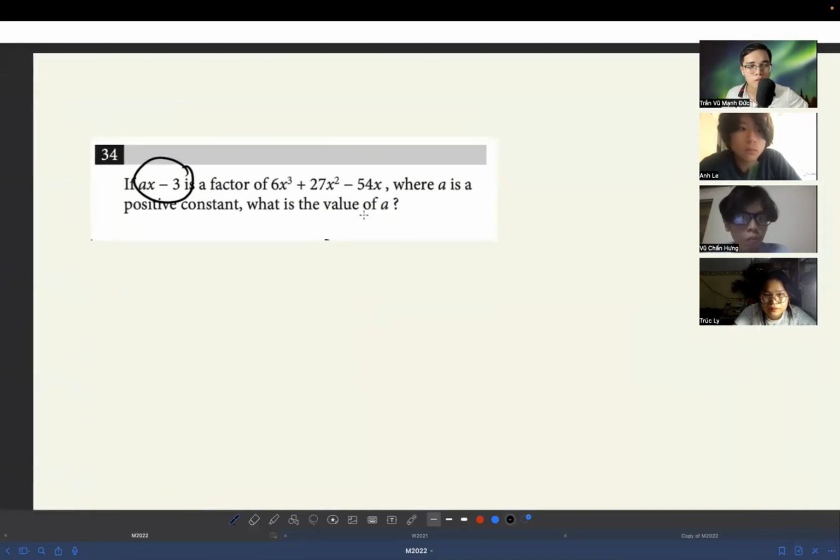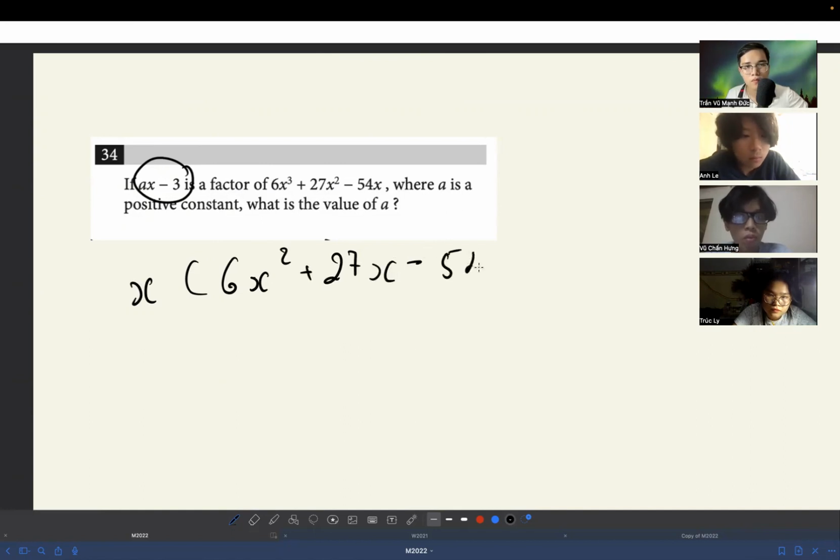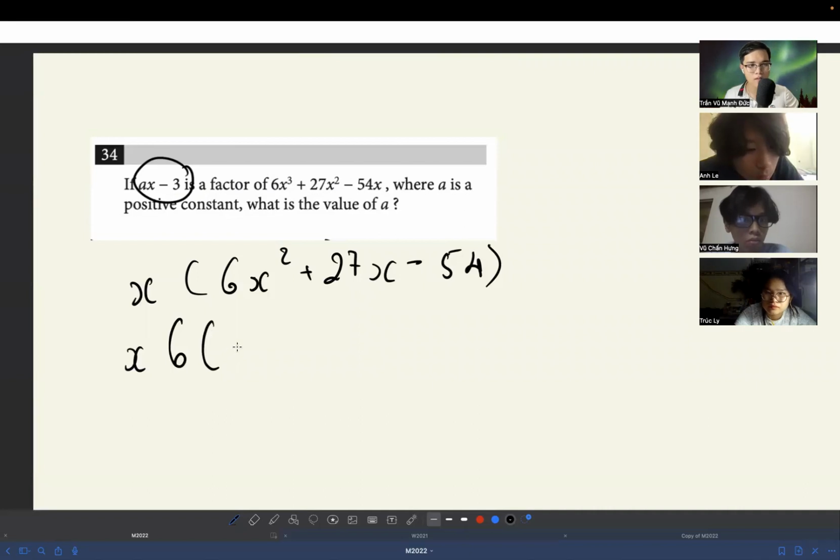A is a positive constant. What is the value of A? Ax minus 3. So you move x out. 6x squared plus 27x minus 54, x is still out. And I'm going to calculate the resulting equation, which is 6, 27, minus 54. It's 3/2.